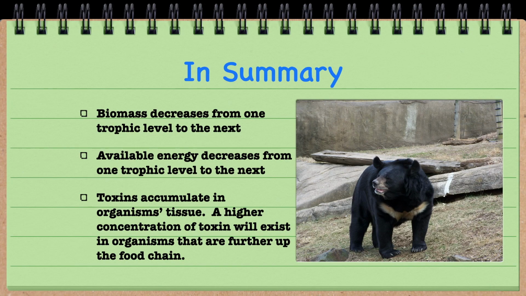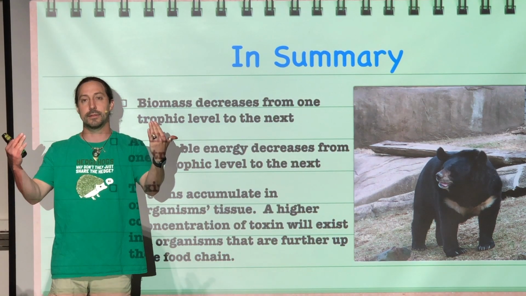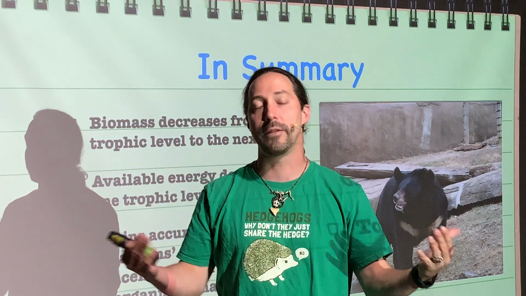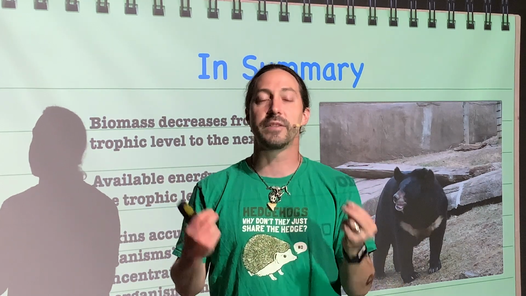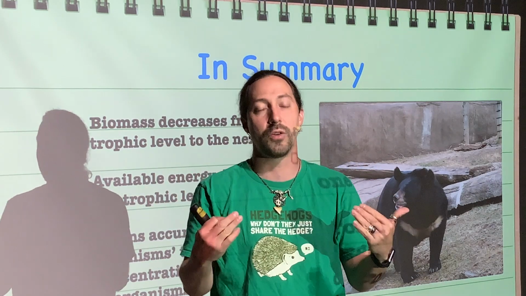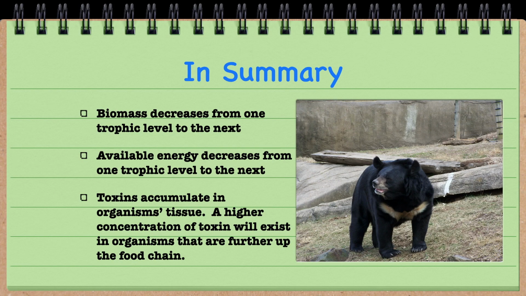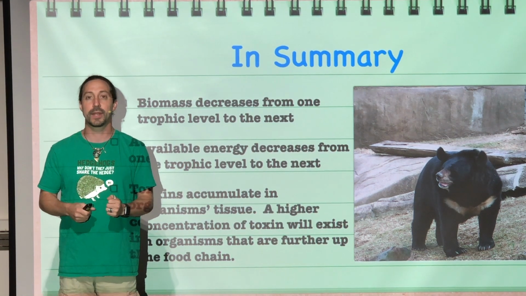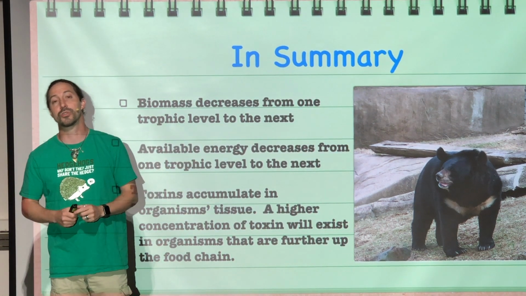So in summary, biomass decreases from one trophic level to the next. And available energy is also going to decrease as we go from one trophic level to the next. The amount of energy that's available in the next trophic level is going to be about 10% of what it was in the previous trophic level. But toxins, they are going to accumulate in higher amounts as you move up the trophic levels. You're going to have a much higher concentration of toxin within the species that are higher up on the food chain. And that, some ecological trends.